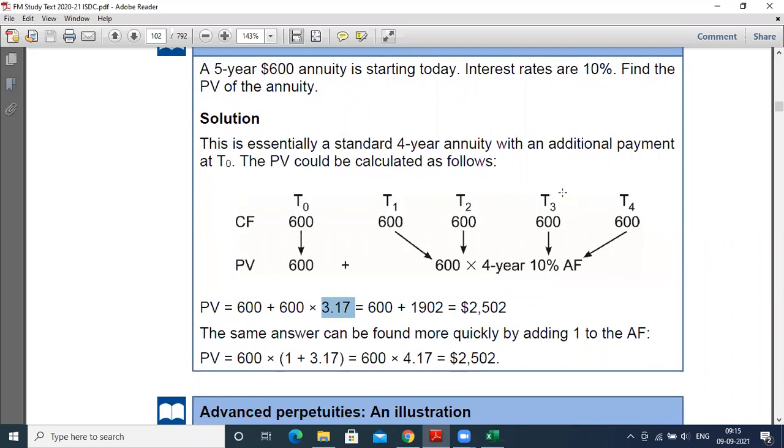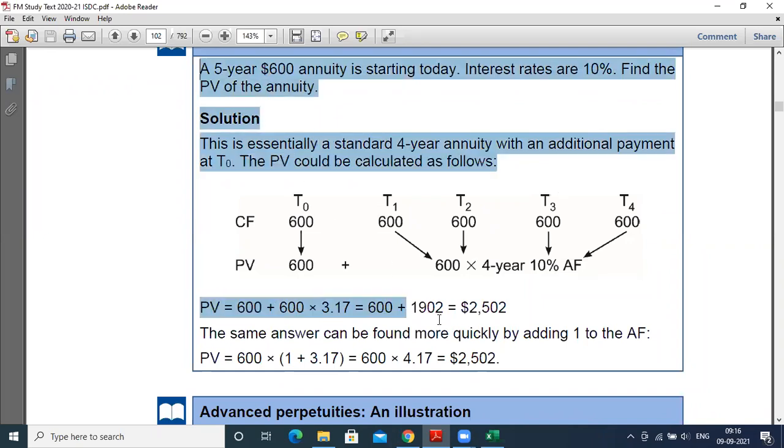When your cash flow starts immediately, don't calculate the present value for the first year cash; calculate the present value for the remaining cash flows and add the first year value. So whatever answer you get, that is known as present value. Now I request the participants to please go through this calculation once, and if you have any query, you can ask.